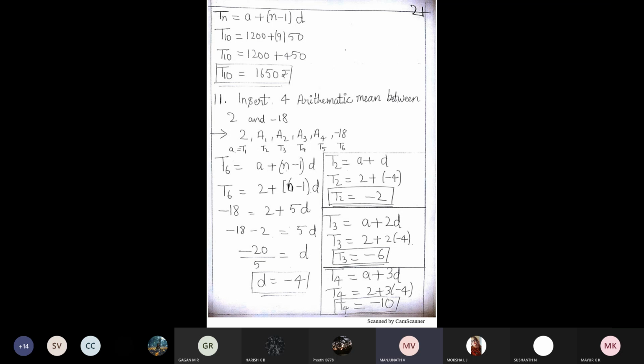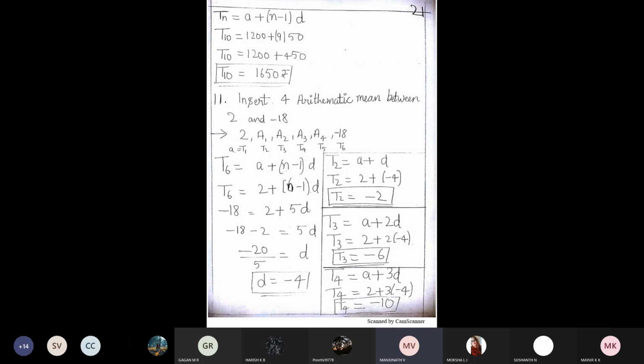Now, minus 18 is equal to 2 plus 5D, and I can say minus 18 minus 2 becomes minus 20. Minus 20 is equal to 5D. Understood? And D is equal to minus 4. Followed?